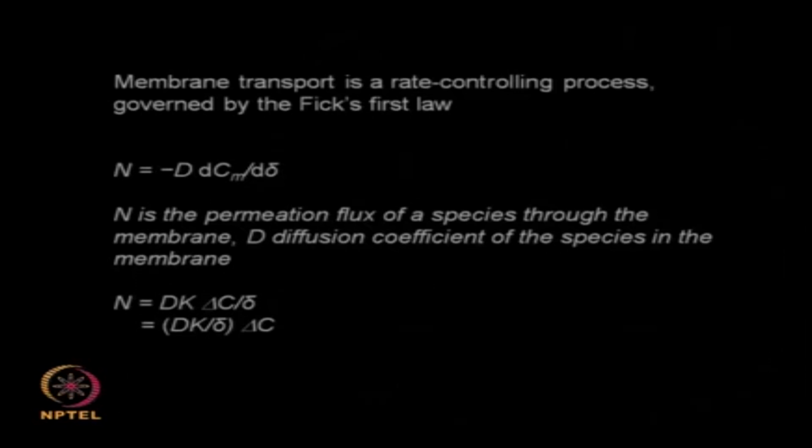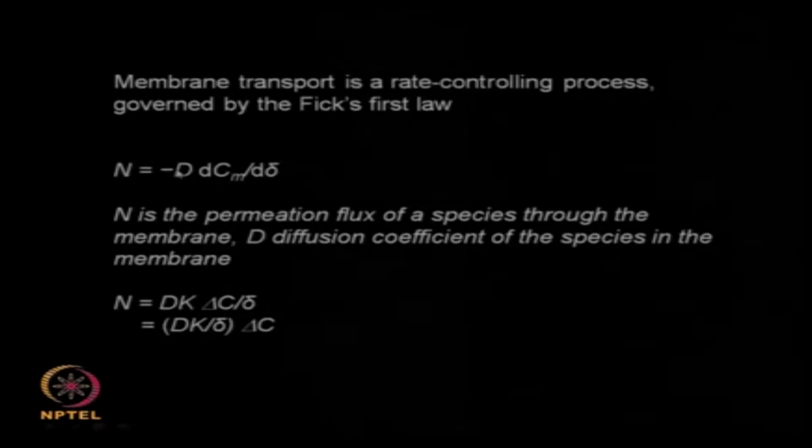Now membrane transport is a rate controlling process and it is given by Fick's law of diffusion. We all know what Fick's law of diffusion is. Fick's law of diffusion connects the flux with the driving force, that is the concentration gradient, and the diffusion coefficient. So this is Fick's law of diffusion. The permeation flux is equal to minus diffusion coefficient times dC by d delta, that means this is the driving force and this is the distance.